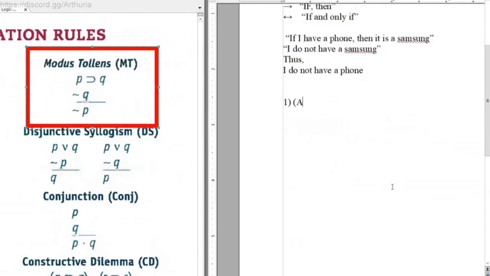So let's take this argument. It should look pretty familiar. A or B is true. If A or B is true, then C is true. I'm going to tell you that C is not true, so not C. Yeah, no Nazi jokes. I just mean not C, but whatever.